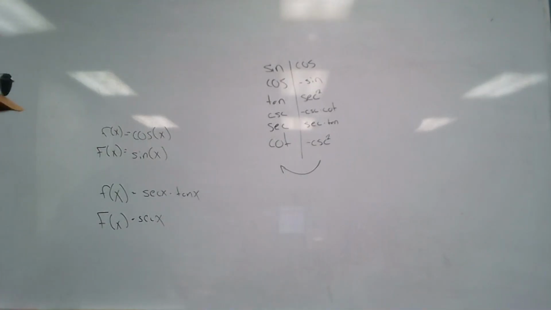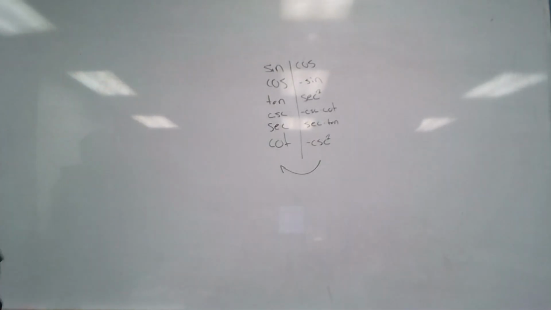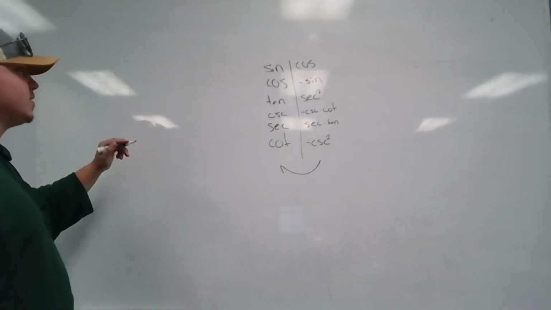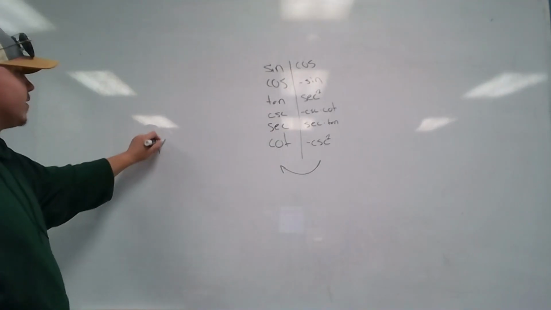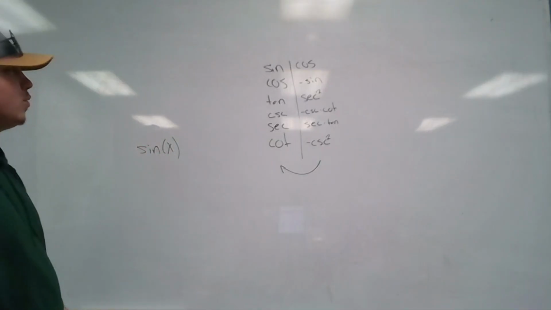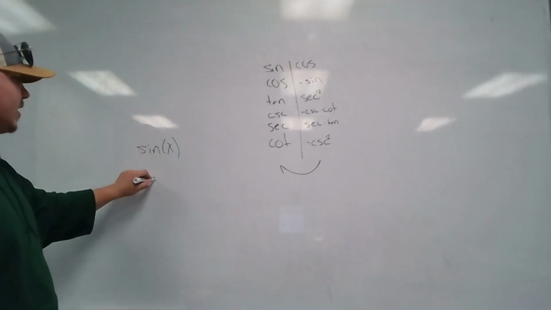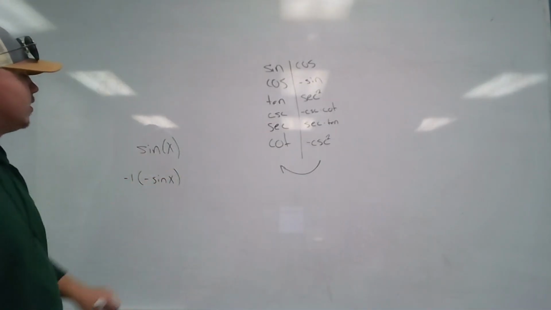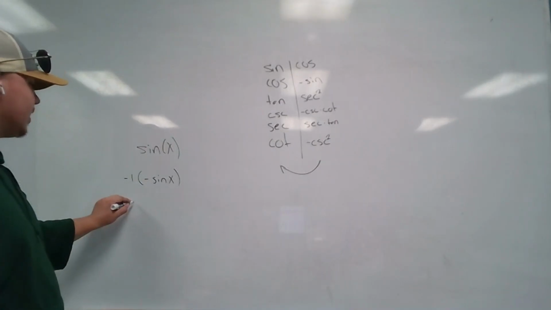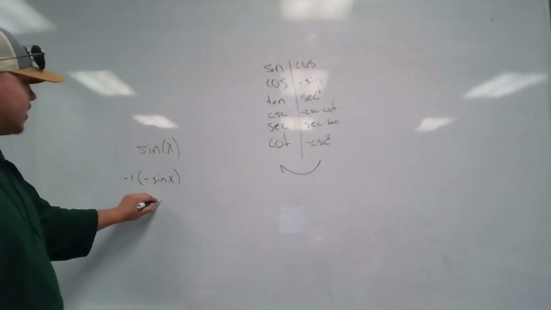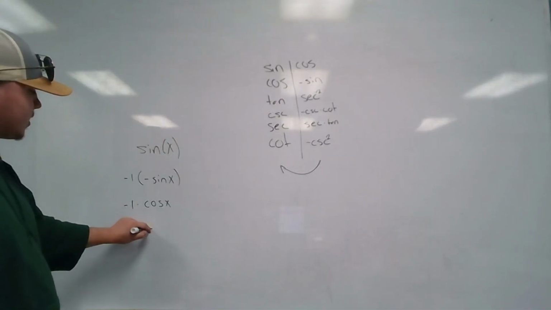Anyways, it can get a bit more complex, only slightly, when you ask, hey, what is the antiderivative of sine of x? What you can translate this to is negative 1 times negative sine of x. And we know that negative sine x is the derivative of cosine, so we get negative 1 times cosine x, which means that the antiderivative of sine of x is negative cosine x.